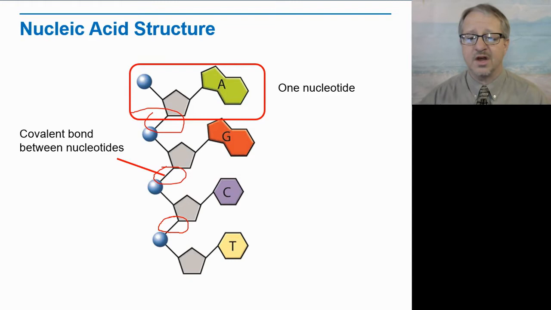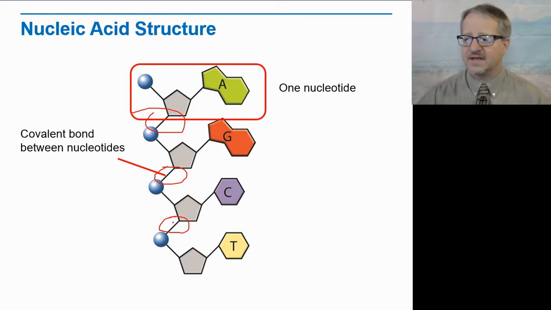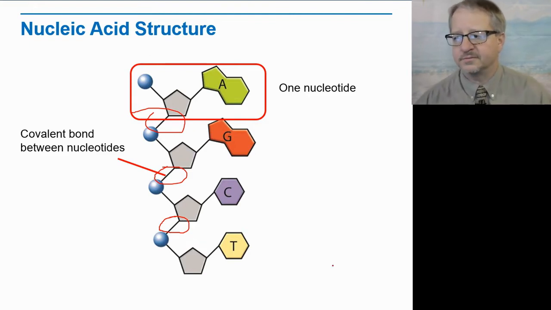It's important to note, too, where that bond is happening. It's happening at the sugar of one of the nucleotides and the phosphate group of the next one. In this case, if we start at the bottom, we've got the phosphate connected to the sugar, this phosphate connected to this sugar, and this phosphate connected to this sugar.